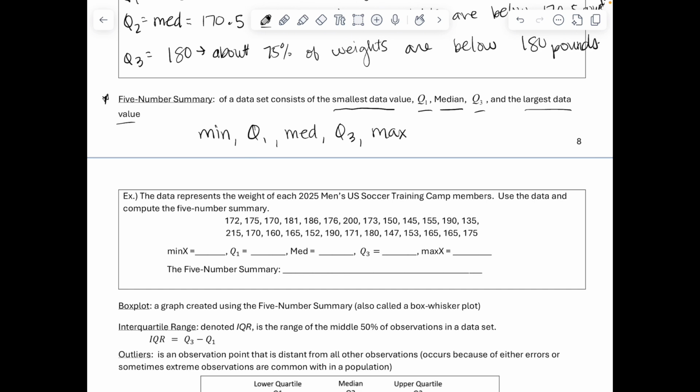The example right below says the data represents the weights of each of the 2025 men's U.S. soccer training camp members. Use the data and compute the 5-number summary. And so from this, we need to put the numbers into L1, but they should already be in L1. From the example up above, we do know that Q1 is 155, the median is 170.5, and Q3 is 180. The only thing missing is our min, which is 135. That's the smallest weight that we have, and 215. These are also given to us on our calculator, or you can just look at the numbers to see the min and the max. So your 5-number summary, the way that you can write this is just with commas in between these values and in order. So 135, 155, 170.5, 180, and then 215.